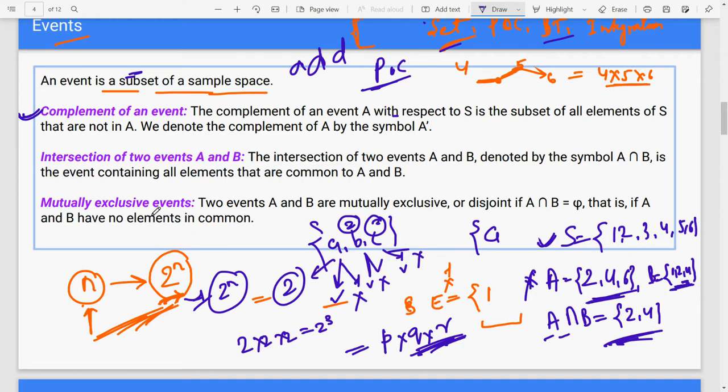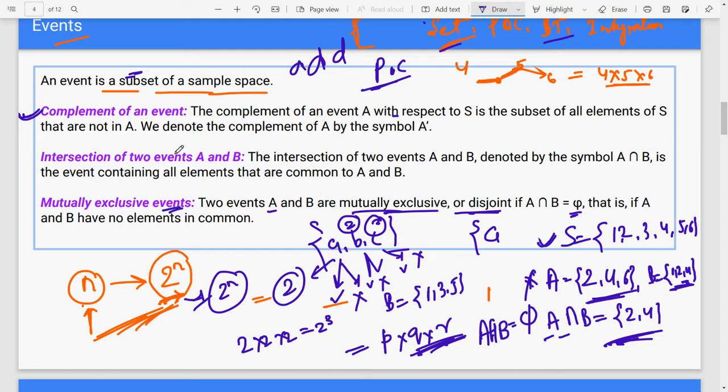And there is something called mutually exclusive events. Two events A and B are called mutually exclusive if they are disjoint. Mutually exclusive or disjoint are the same thing: there is no common element between them. So let's say we are defining A as the set of all even numbers when you are throwing a die, and B as the set of all odd numbers, so it is 1, 3, 5. When you take A intersection B, there are no common elements, so you write this as this symbol called phi. When you have no common element between two sets, these are called mutually exclusive or disjoint sets, or disjoint events if you are talking particularly about events.